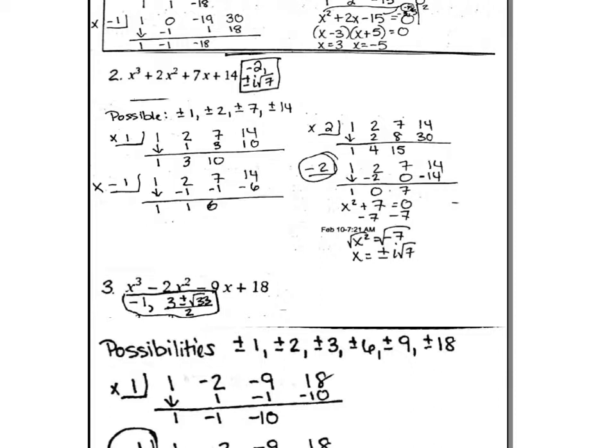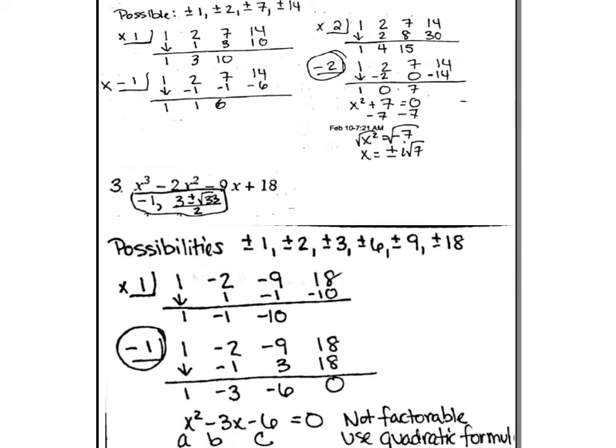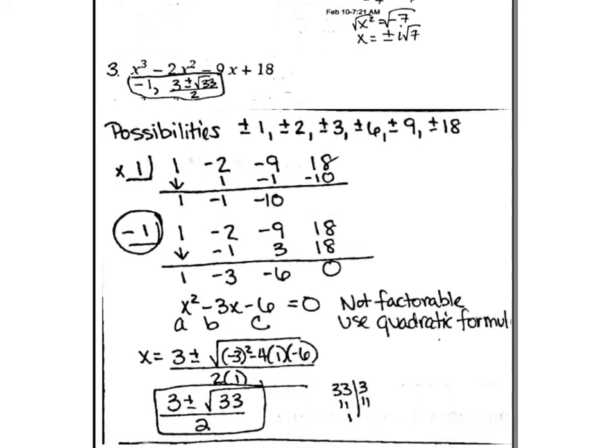Number 3 was the hardest one, and that was the one that involved the quadratic formula. Your roots were negative 1 and 3 plus or minus the square root of 33 over 2. Negative 1 was the one that worked in synthetic division. And then you had x squared minus 3x minus 6. Well, there aren't any factors of negative 6 that can add up to negative 3, which is why it's not factorable. So we use the quadratic formula.